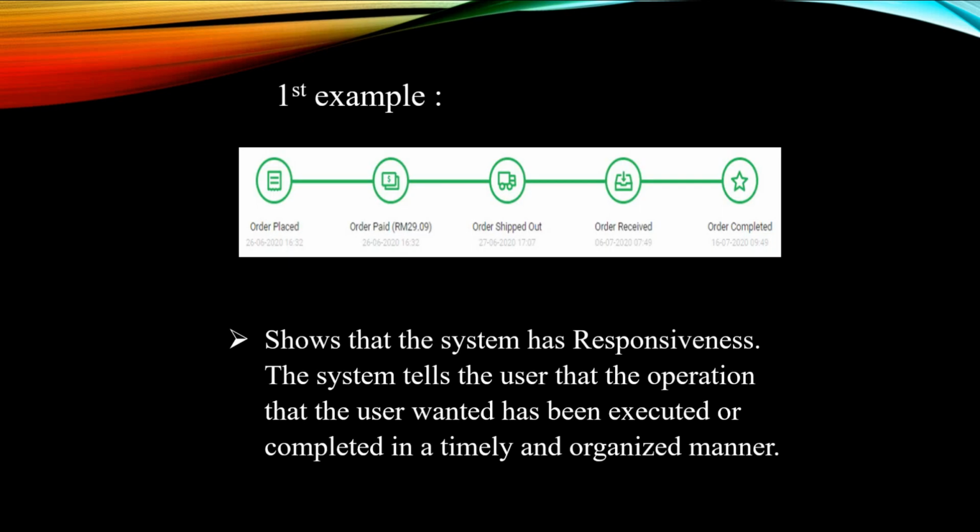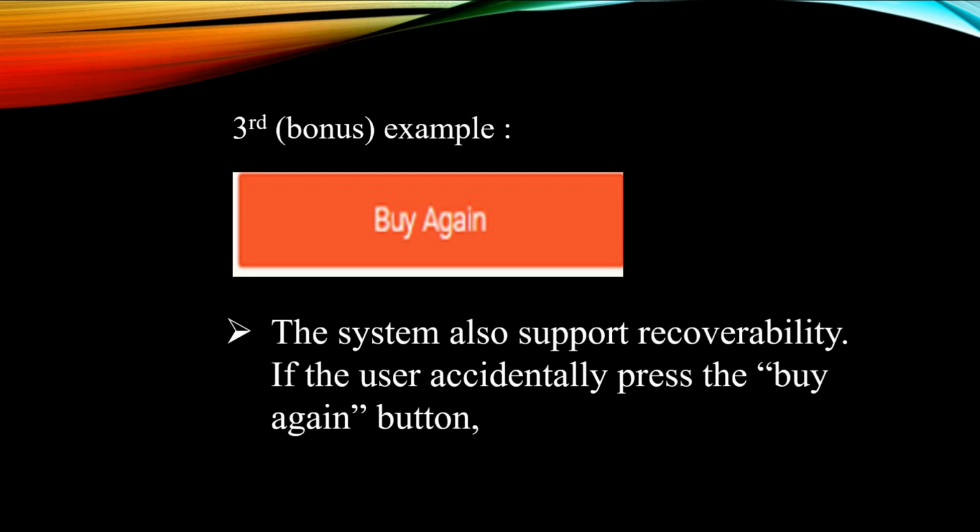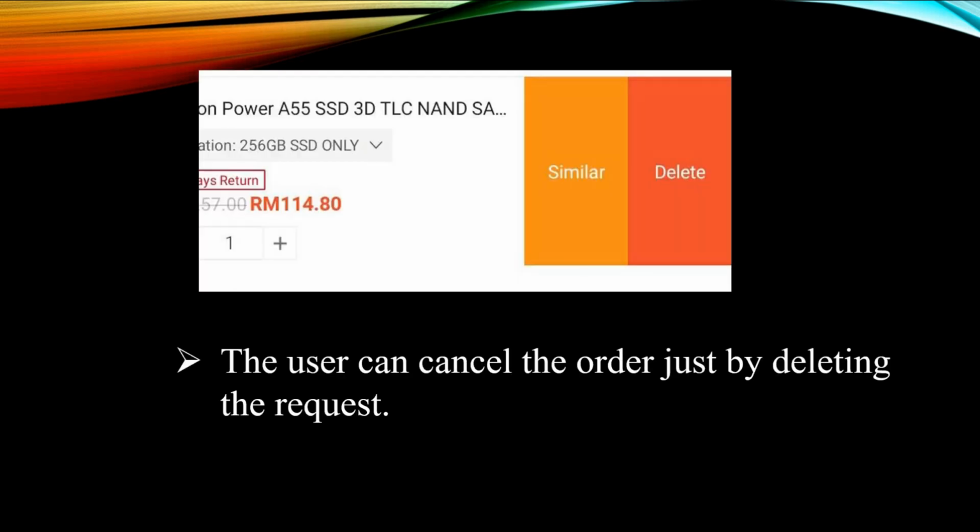So, first example shows that the system has responsiveness. The system tells the user that the operation the user wanted has been executed or completed in a timely and organized manner. Second example, the system lets the user observe more about what is happening or more information about the system. Third, which is a bonus example, the system also supports recoverability. If the user accidentally presses the buy button again, the user can cancel the order just by deleting the request.